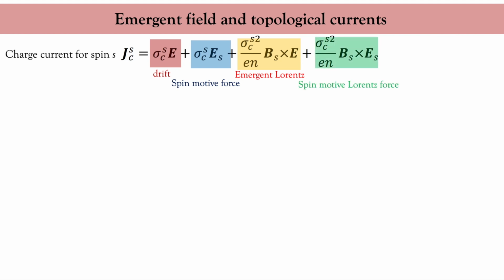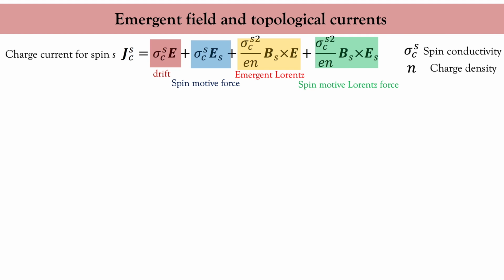Finally, the cooperation between the emergent electric field and the emergent magnetic field produces what I call a spin motive Lorentz force. In this phenomenological model, I simply need the spin conductivity and the electron charge density, since the dynamics of the magnetic textures is encoded into the emergent electromagnetic field.